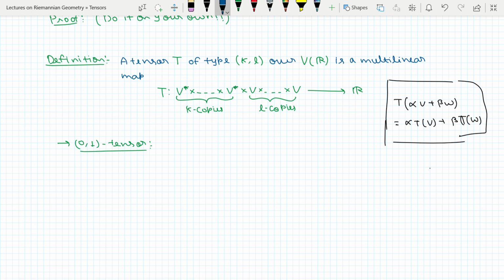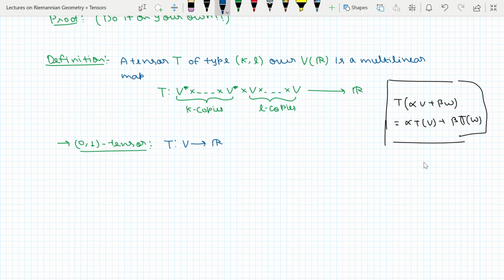What is a 0-1 tensor? What is it? So a 0-1 tensor, what will that be? A 0-1 tensor will have 0 copies of V star and just 1 copy of the vector space V. So this will be a map going from V to R.